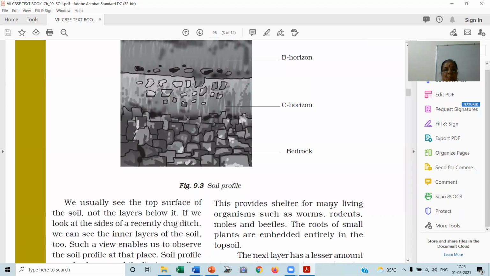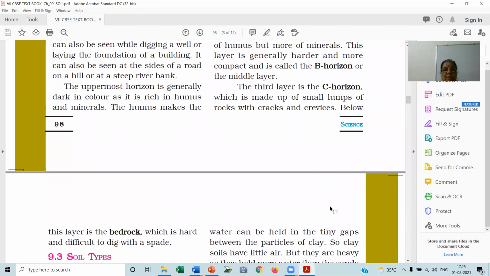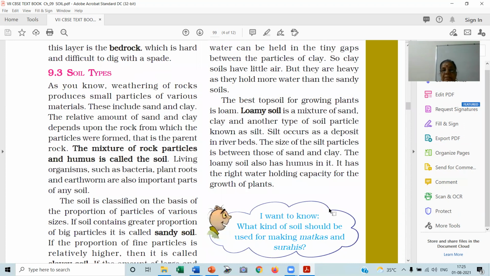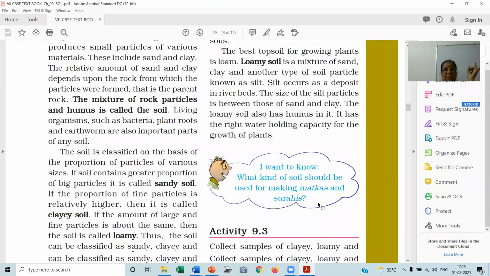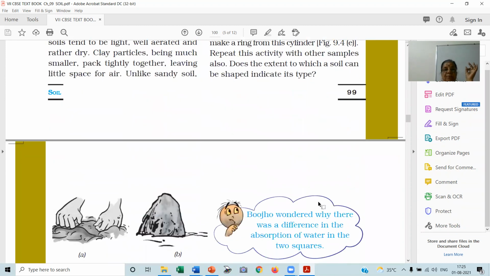I hope you follow. And then the description, soil profile, and then soil types. This also we have done many times: sandy soil, loamy soil and clayey soil. So the mixture of rock particles and humus is called soil, such as sandy, clayey and loamy soil. Next, we will discuss this. Now see this figure.